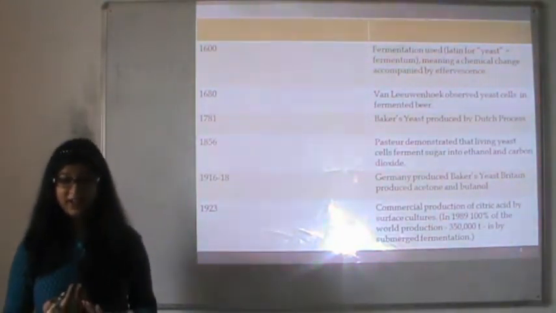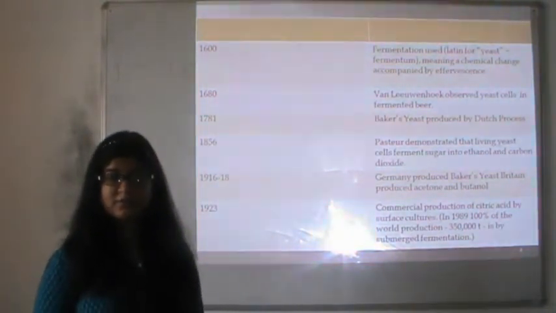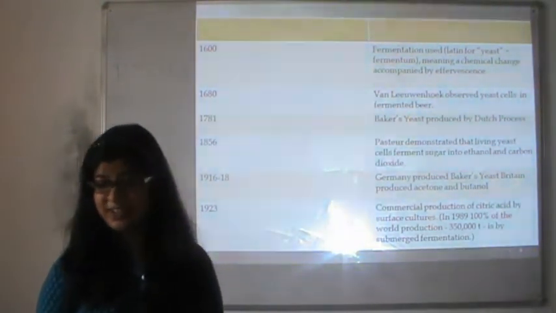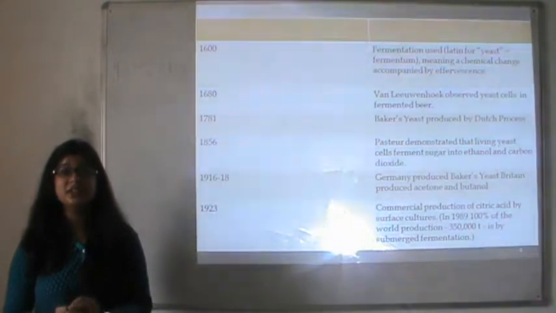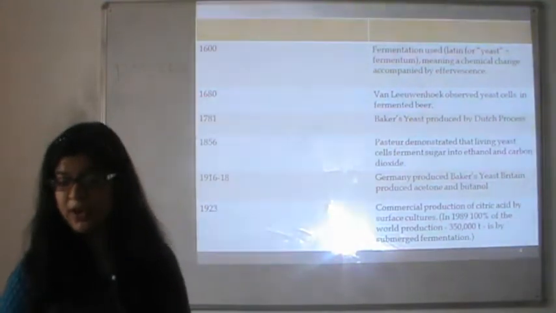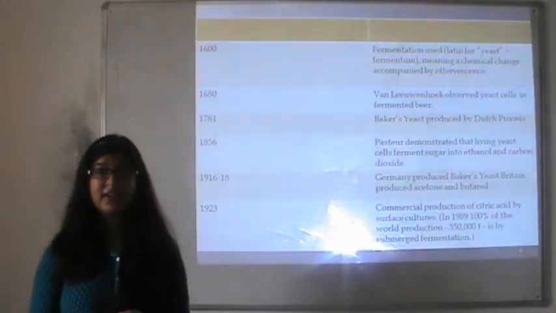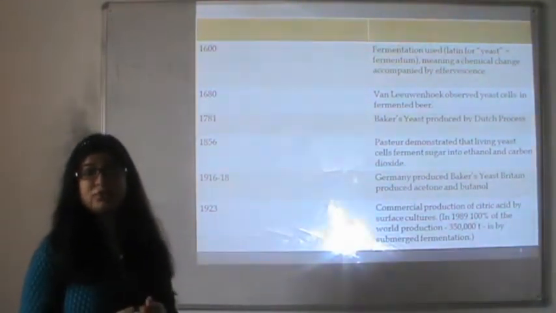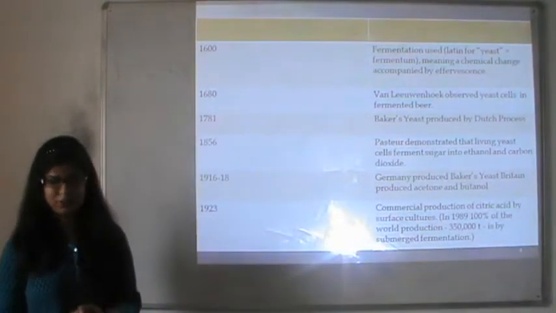In the year 1600, fermentation was first used as a term. In 1680, Leeuwenhoek first observed yeast cells in beer. In 1856, the father of microbiology, Pasteur, demonstrated that yeast cells ferment sugar into alcohol and carbon dioxide. In 1916, Germany produced baker's yeast from acetone and butanol. That means acetone and butanol were used as a substrate.